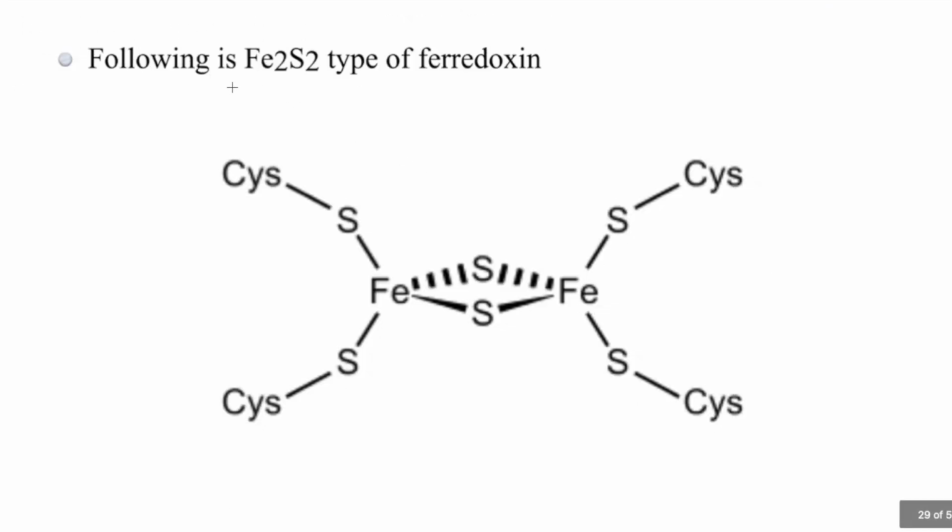Now there is one more type of ferredoxin, which is Fe2S2. This type of ferredoxin has the structure which is shown on the screen. It also has similar properties, just the structure is different over here.